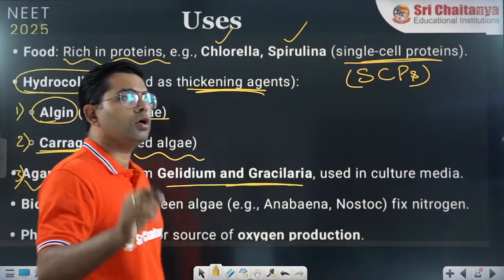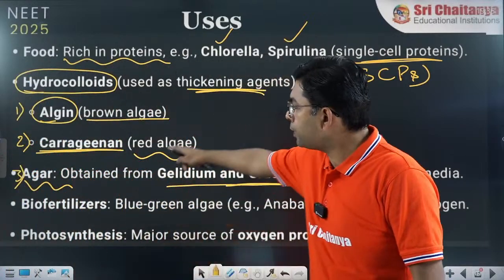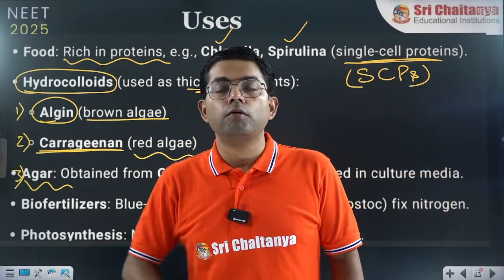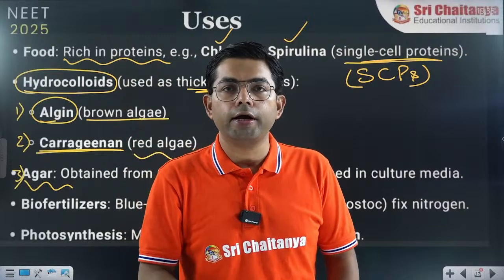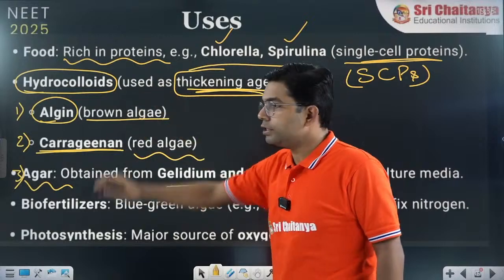So if I ask you, agar is obtained from, you will say red algae. Carrageen is obtained from red algae. Algin is obtained from brown algae. What are they? They are hydrocolloids. So how are they used? They are used as a thickening agent.